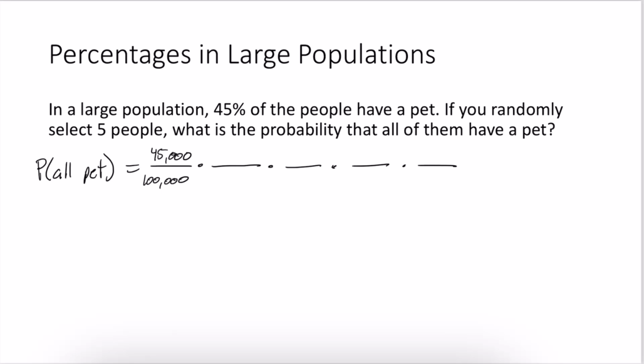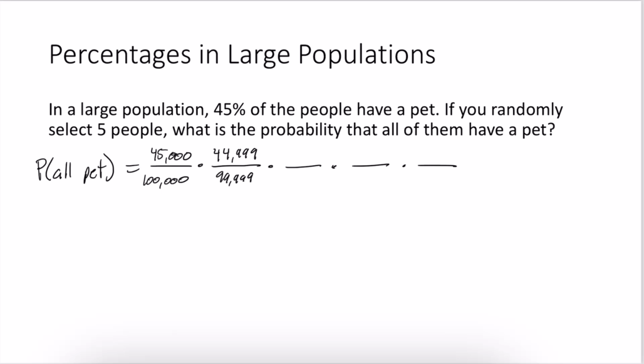So the likelihood that you choose someone who has a pet for the first person would be 45,000 out of 100,000. And then the probability that the next person you select has a pet, assuming that the first person does, would be like 44,999 out of 99,999, because the first person that you choose isn't available to select again because you already selected them.